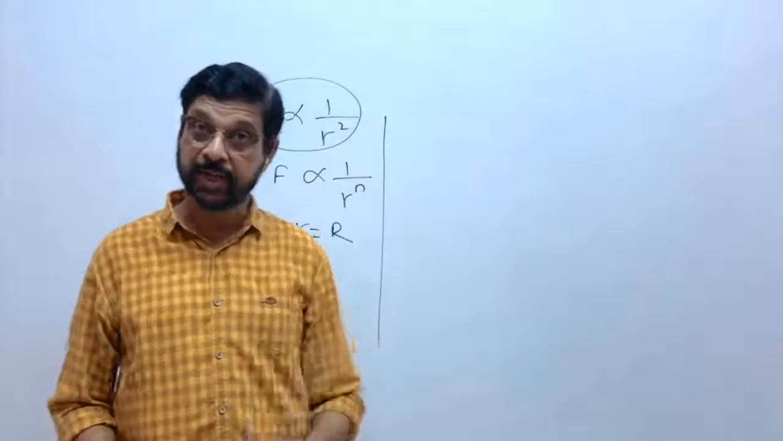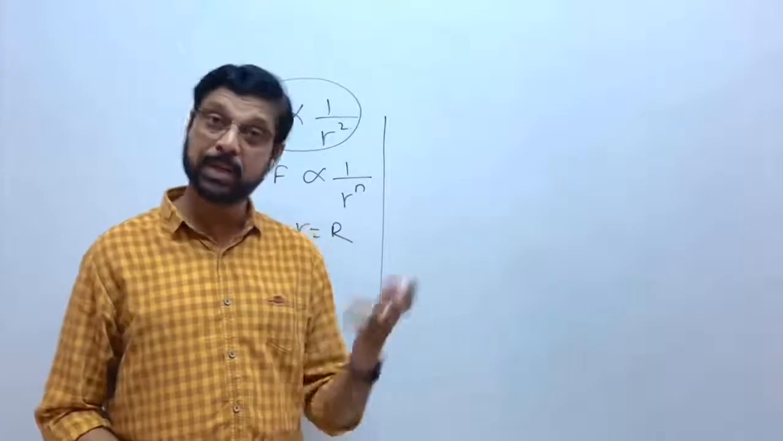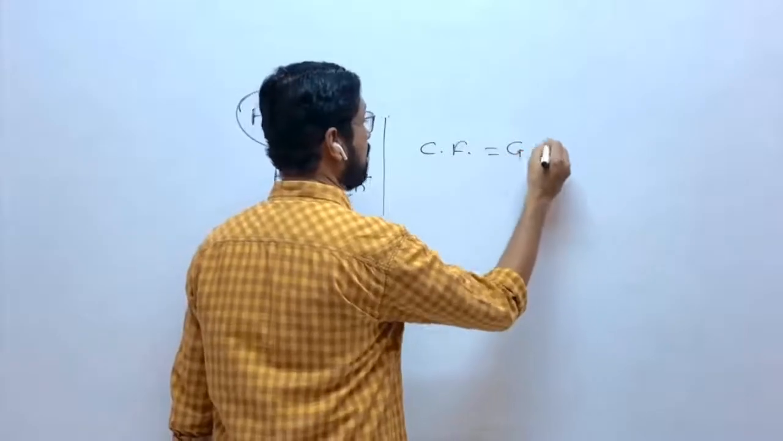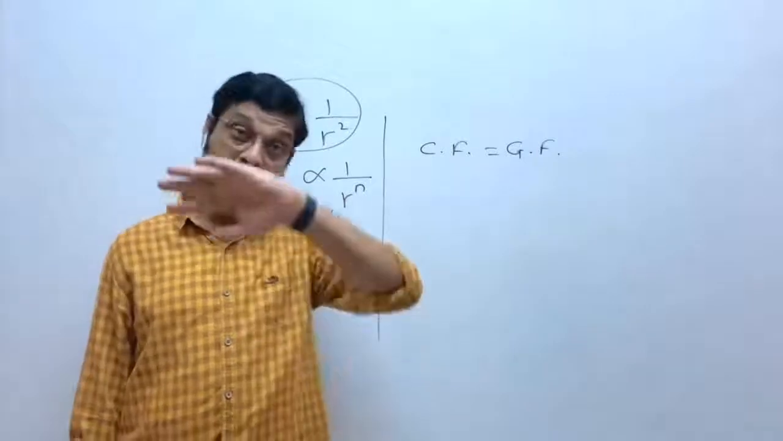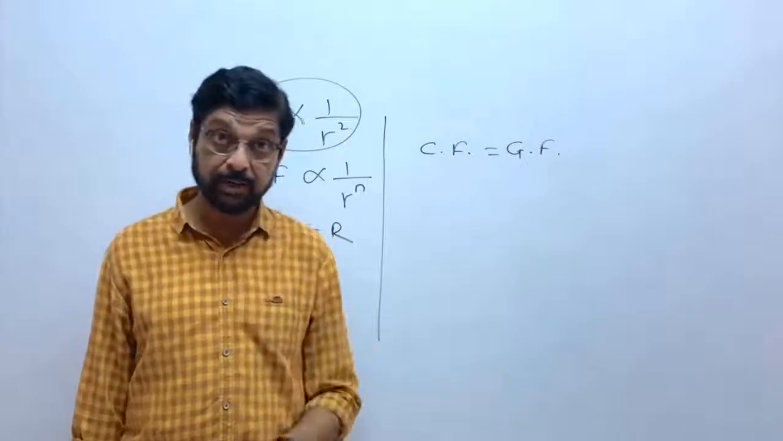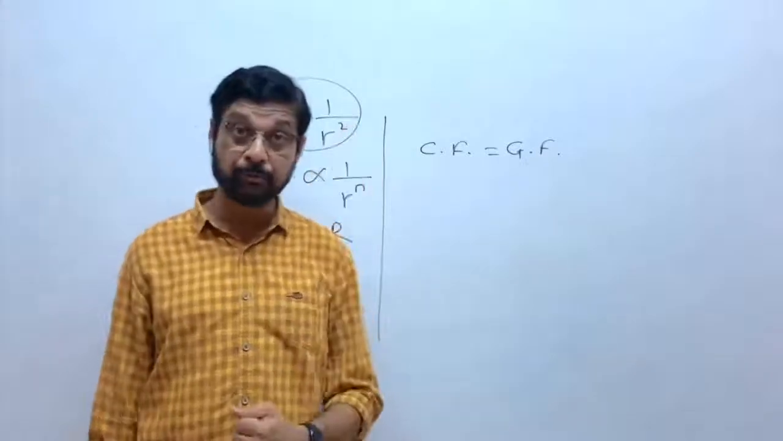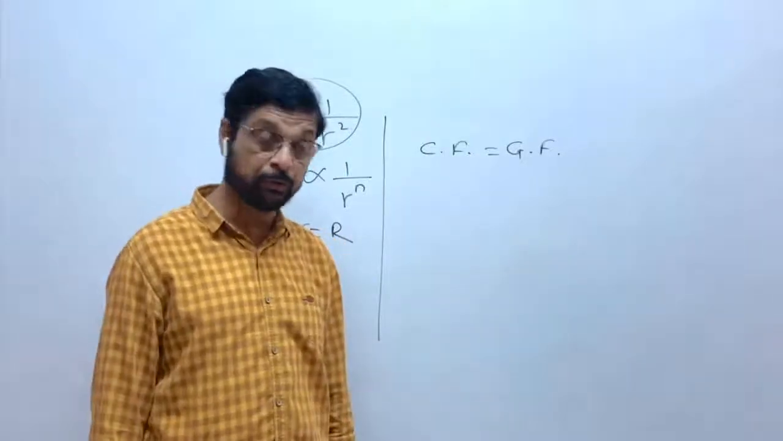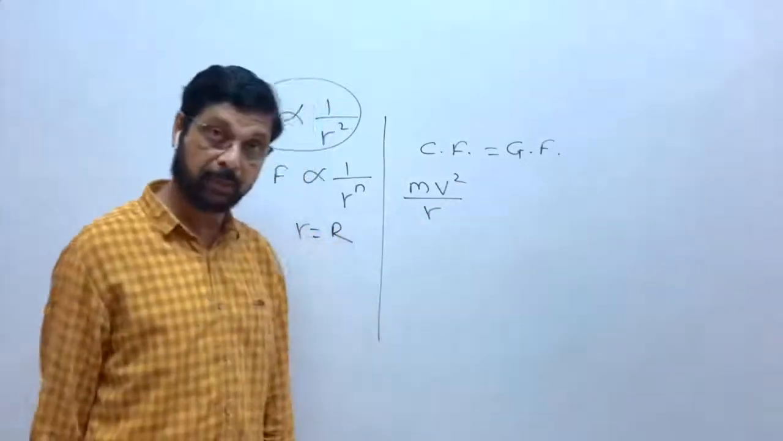Now, if you remember the derivation of how we found the periodic time of a satellite, the same method you can use here. Centripetal force is provided by the gravitational force. When a satellite is revolving around a planet, or a planet is revolving around the sun, the motion is circular motion. What is needed for circular motion? Centripetal force. And from where is that centripetal force provided? By the gravitational force. So centripetal force is equal to gravitational force. Centripetal force is mv square upon r.